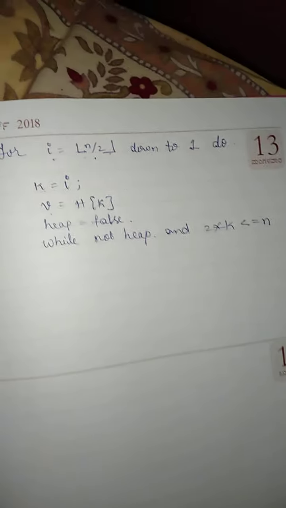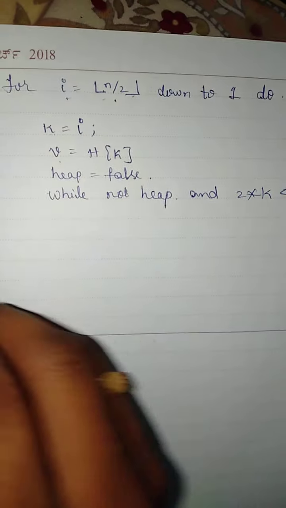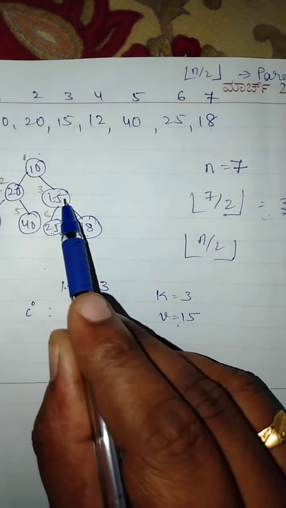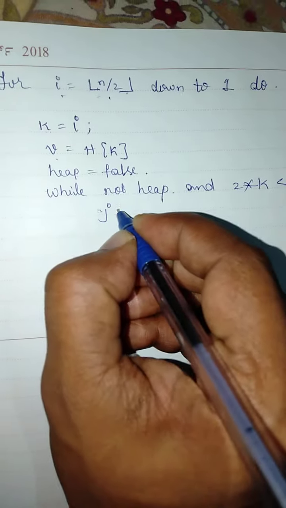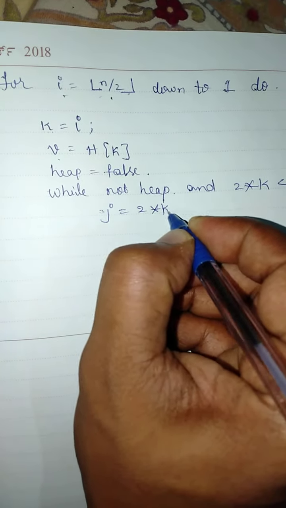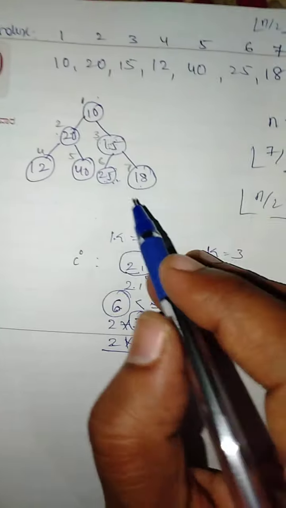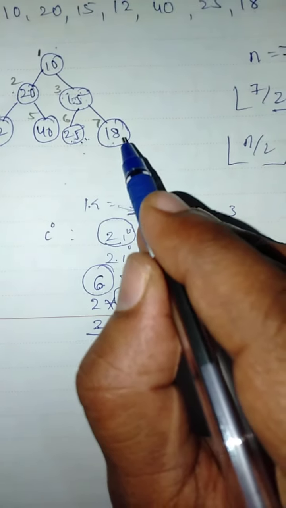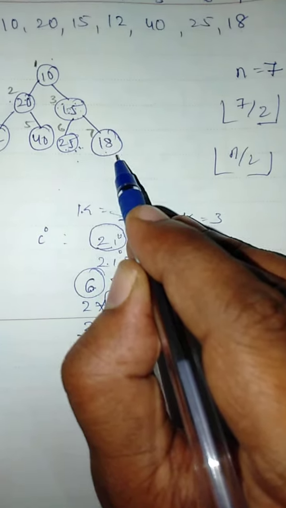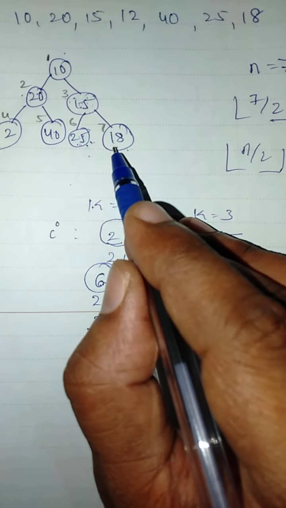what we have to do? So first we have to consider the child of this node. So the left child of this node can be obtained by j is equal to 2 into k, right? So once you obtain the left child node, we have to check whether there is a right child that is present. How do you check that there is a right child present?